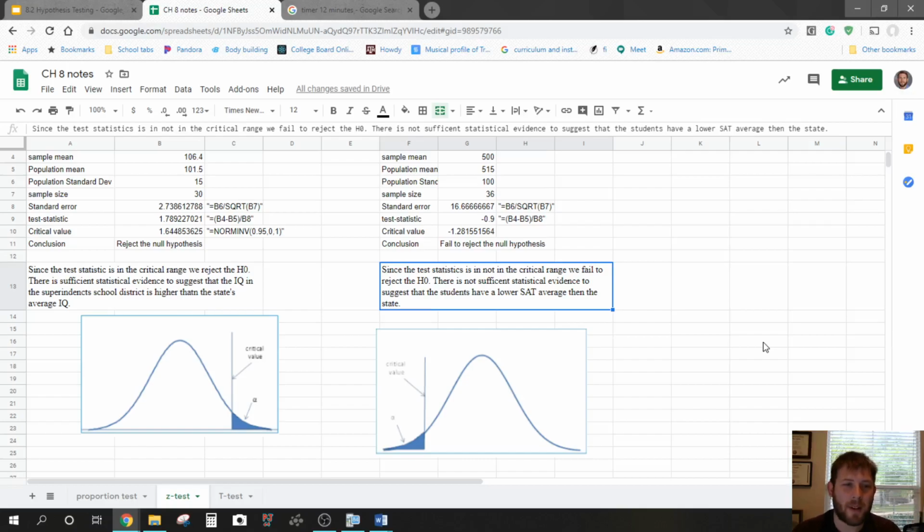Now, I wanted to have these two examples next to each other so you can see the difference in the phrasing. Because in one we reject, and in one we fail to reject. So hopefully that will help you figure out the formula a little bit better.